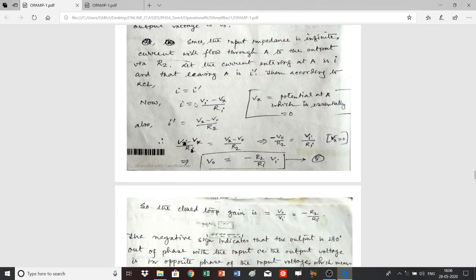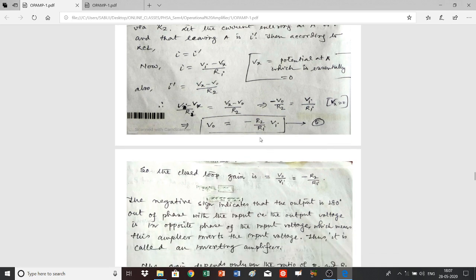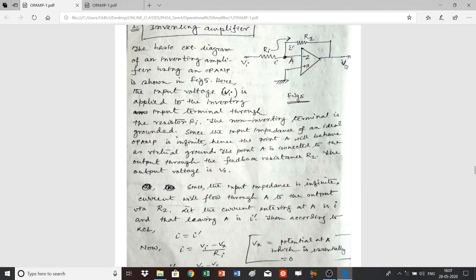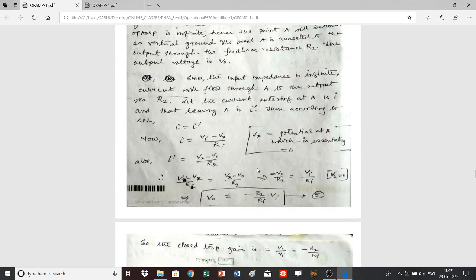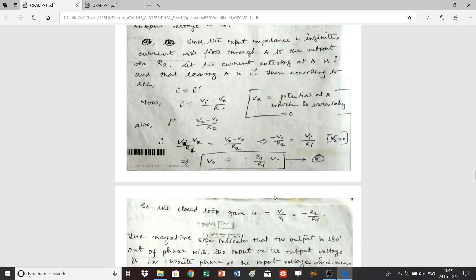So from this relation I is equal to I prime, we can write Vi minus Vx by Ri is equal to Vx minus V0 by R2. Since Vx is equal to 0, minus V0 by R2 is equal to Vi by Ri, or V0 is equal to minus R2 by Ri into Vi. And notice here that the output voltage has a negative sign on the right hand side. That means the output voltage that we will find at this terminal, terminal number 6, has the opposite phase to that of the input voltage. So in this case, the phase has changed.